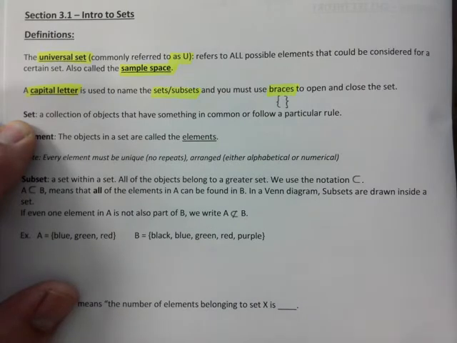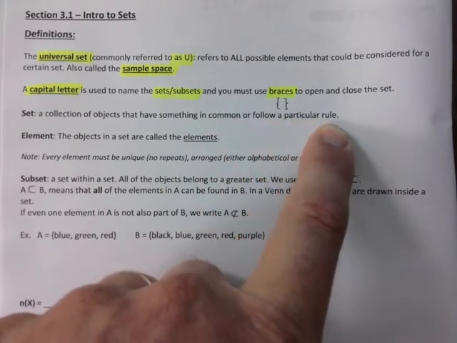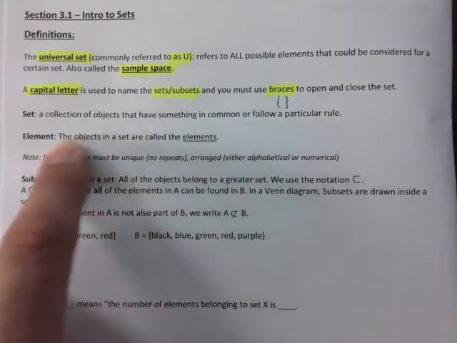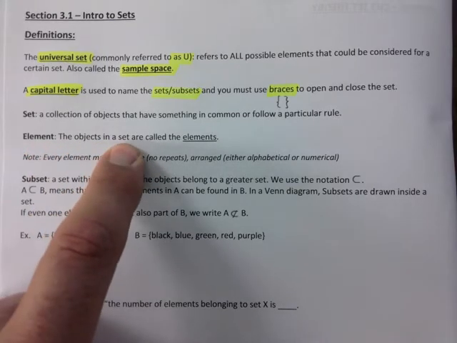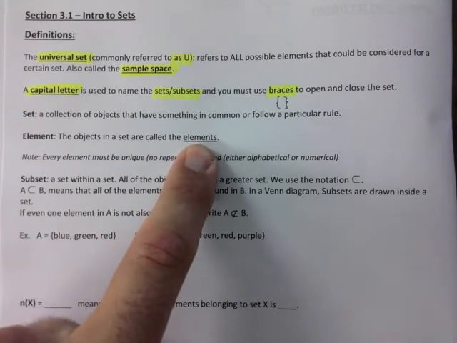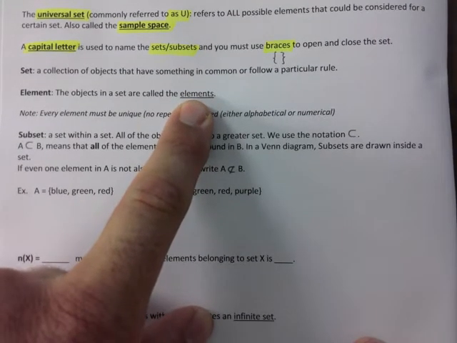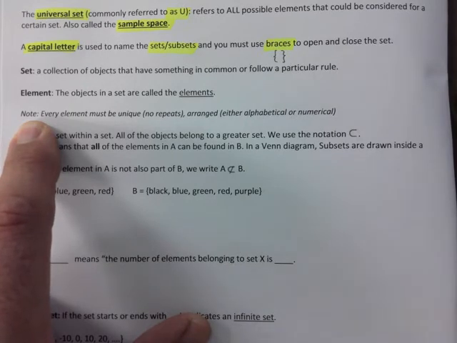What is a set? A collection of objects that have something in common or follow a particular rule. Elements: the objects in a set are called elements. So if U is the grade 12 applied math class, Mr. Dirksen's, then the elements would be the students that are in there.